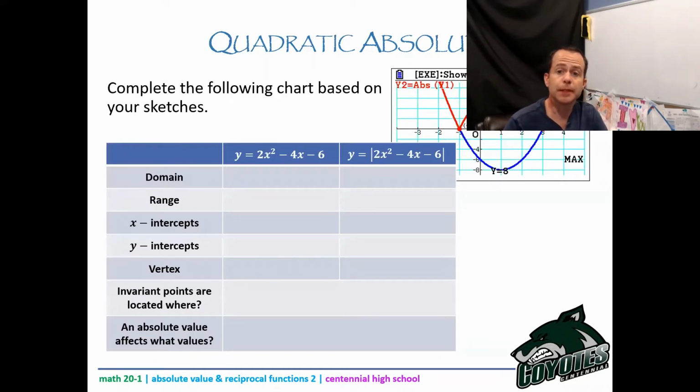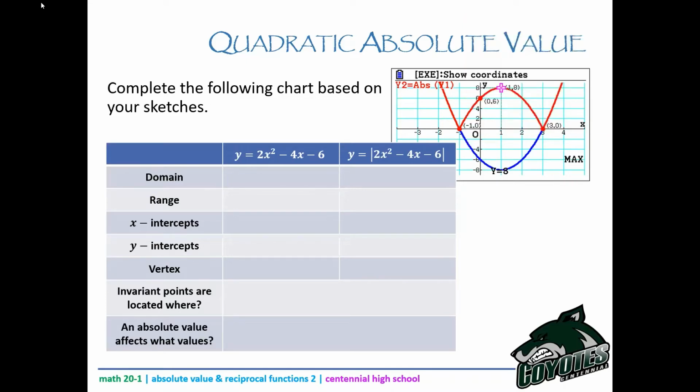Okay, so complete the following chart based on your sketches. I've got the sketch here for our reference. We're going to talk about the original guy first, y equals 2x squared minus 4x minus 6. That's the blue guy on this picture that my face is hiding. So let me hide my face. And then the red graph would be the absolute value one, y equals the absolute value of 2x squared minus 4x minus 6.